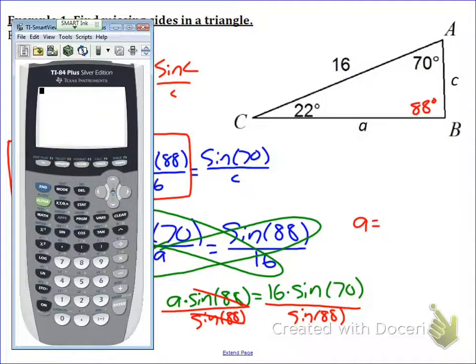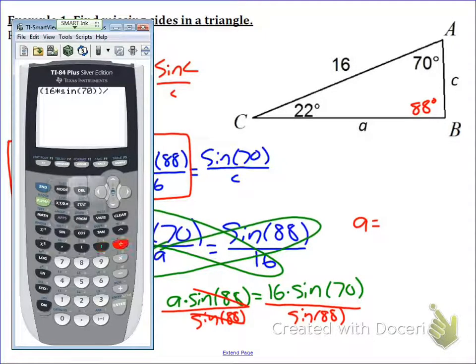Now I'm going to type into my calculator what I have on the right-hand side, which is 16 times sine of 70 all over sine of 88. And I'm going to use parentheses to make sure that I don't make any mistakes. So I'll do parentheses, and I'll do 16 times sine of 70. Now notice that when I do my sine, I get a parenthesis, and I'm going to need to put another parenthesis to close this. So you see I just have two parentheses at the end here, so that's the 16 times sine of 70.